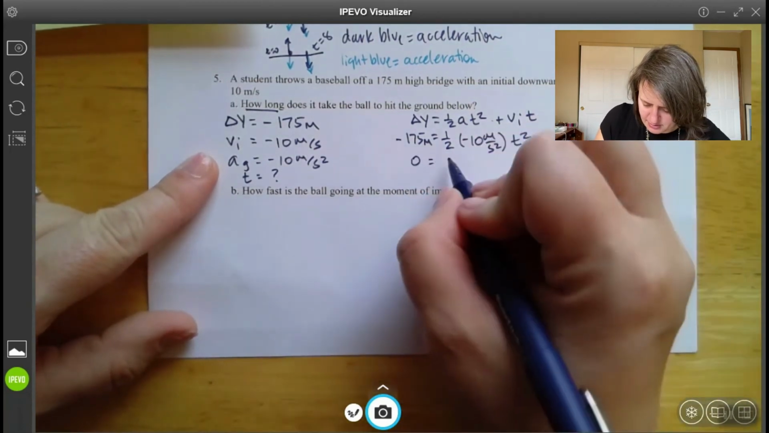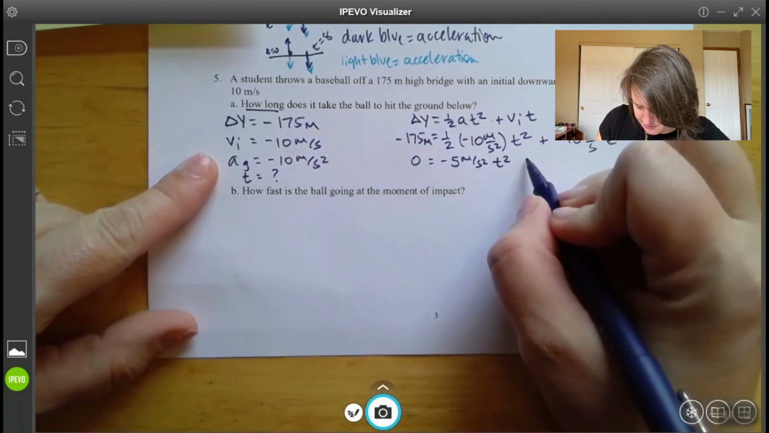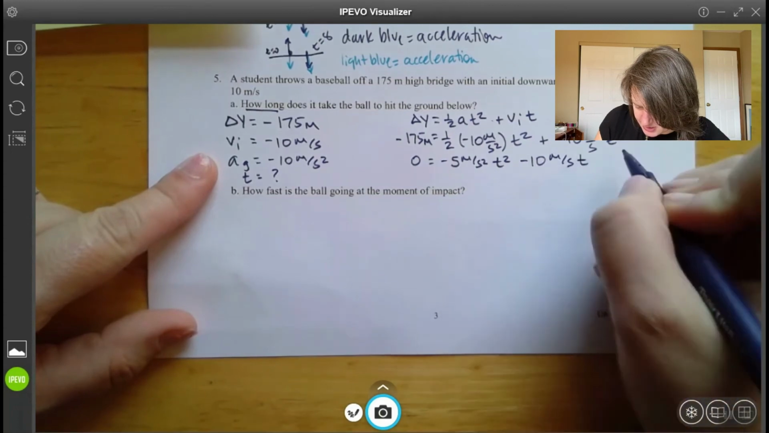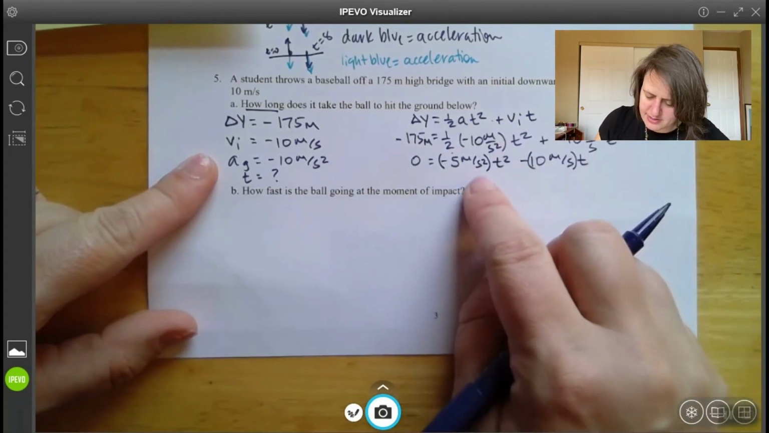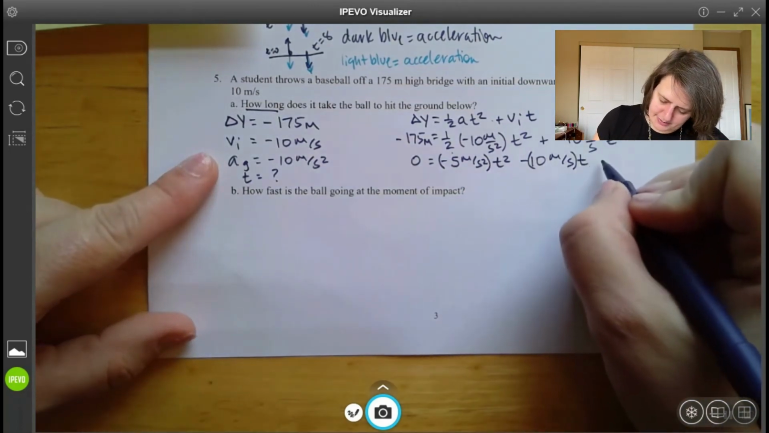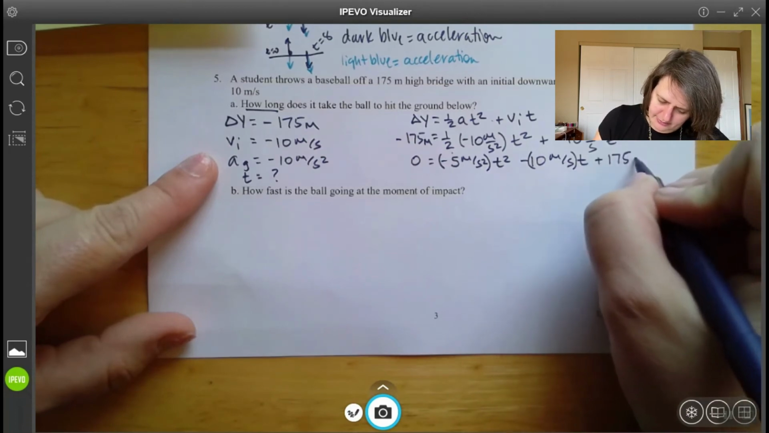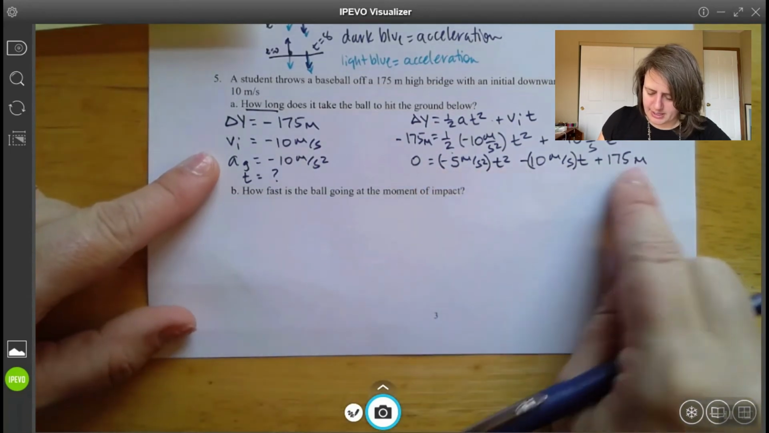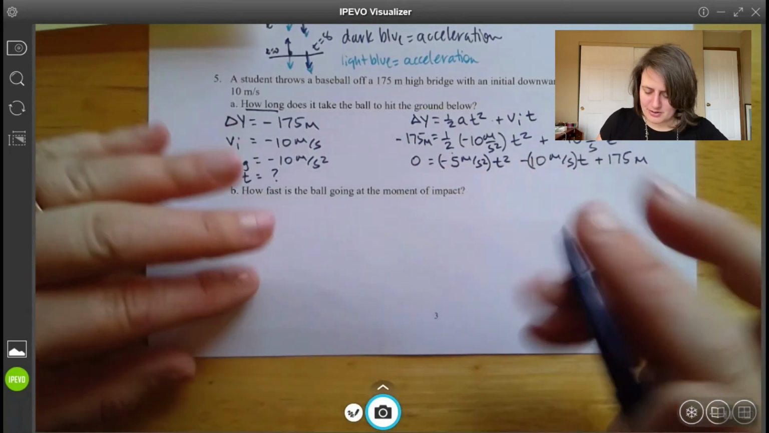So I have 0 equals minus 5 meters per second squared times time squared, minus 10 meters per second times time. Again, meters and seconds are units. They're not variables. Times time plus 175 meters. And I am going to divide all of those by minus 5 meters. So that's going to remove meters from everything.